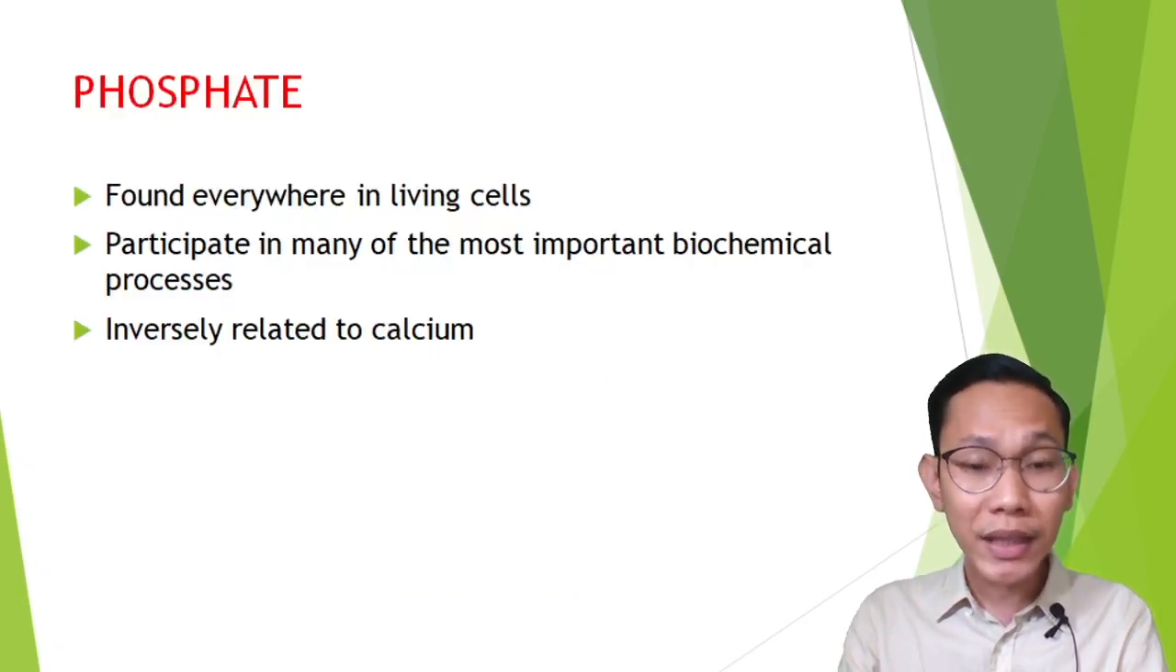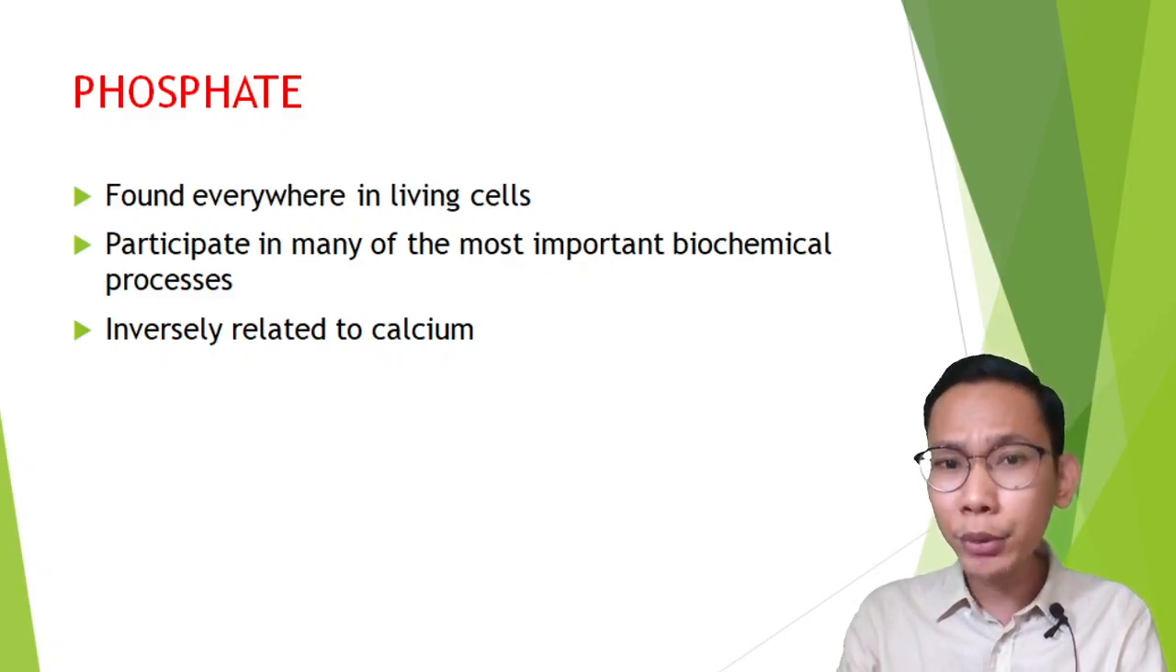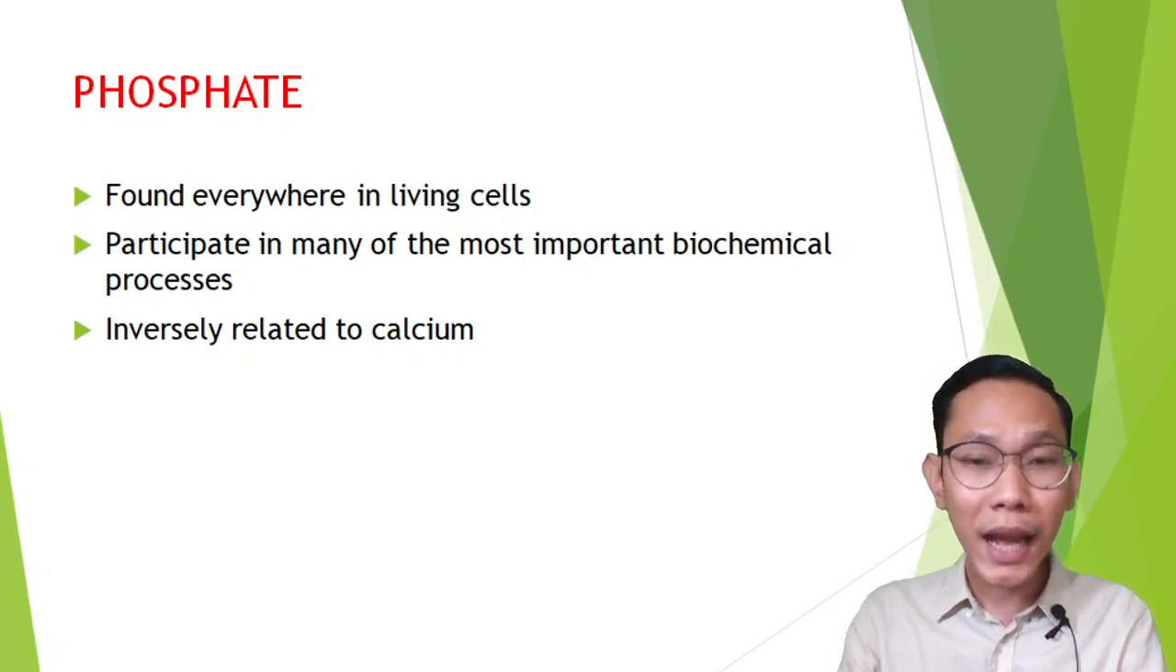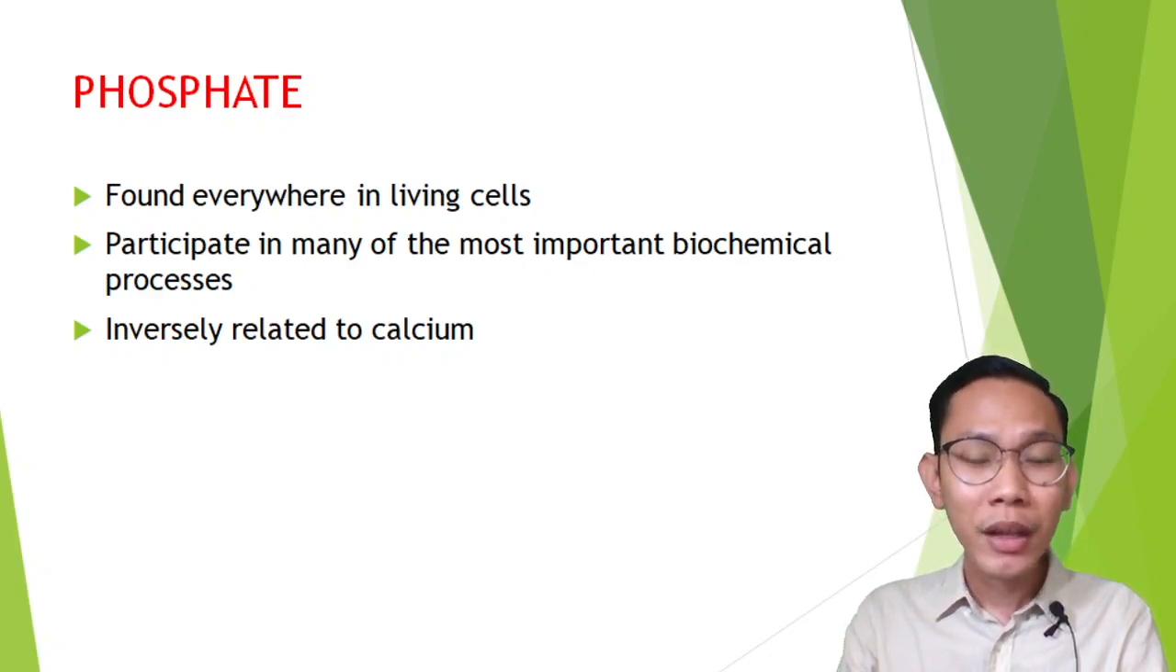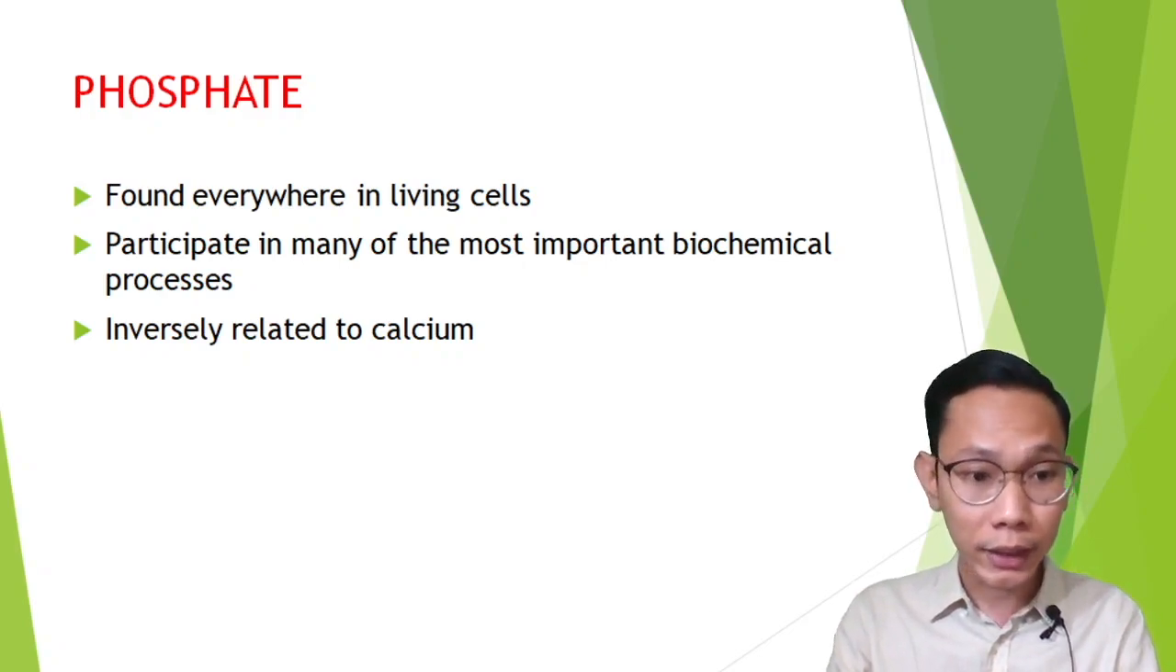It is said that your phosphate is found everywhere in your living cells. Remember that the genetic materials, your deoxyribonucleic acid and your ribonucleic acids, are complex phosphodiesters, meaning they are also composed of your phosphate group. So your phosphate participates in many of the most important biochemical processes because remember, in your glycolysis, in your citric acid cycle, phosphate is involved in the transfer of your energy. And lastly, it is also inversely related to calcium. So as what I said, remember your calcium homeostasis, the same hormones are going to regulate your phosphate. So we'll see that later.